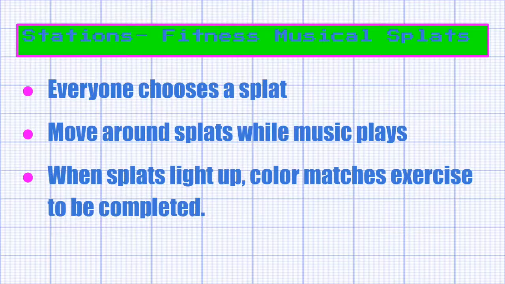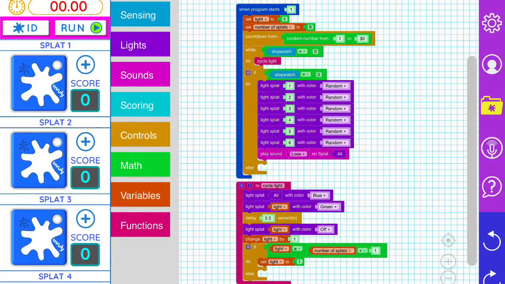So you can play music. They're going to be moving around the splats. When the time is up, and the time is set at random, all the splats are going to make a different color. Now, in my gym, I have a projector with a screen, and it put up each color matched to a specific exercise. And so they would do 10 of that specific exercise. We'd hit it and they'd go again. And this would be a station we would use for like 2-3 minutes. This is the coding for fitness musical splats and also a video of my family doing it.